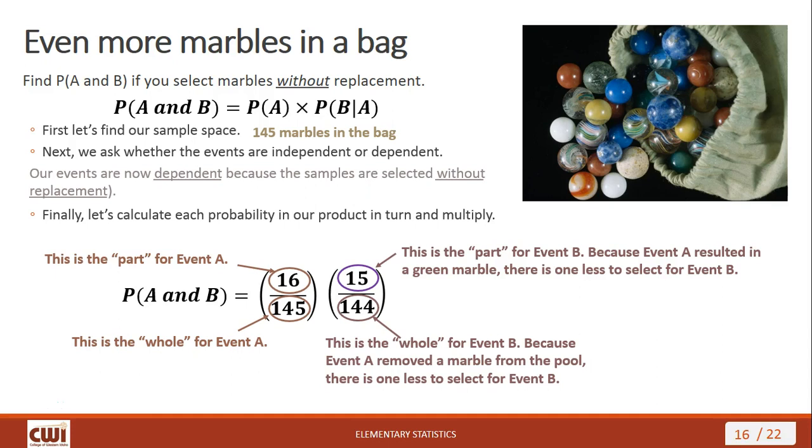So now we're taking 16 over 145 and multiplying by 15 over 144. When we punch that out on our calculator, we get 0.0115. This is the probability of selecting 2 green marbles, one after the other, without replacement.